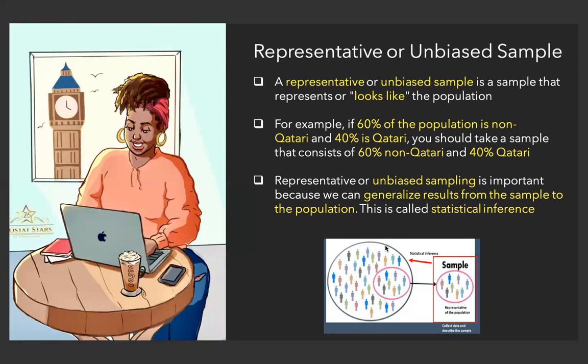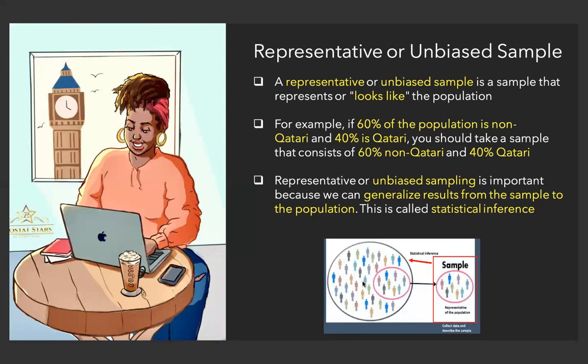So for example, remember this big population was Qatar in our example. If in the population of Qatar we have 60% non-Qataris, this is just how it is, and then we have 40% Qataris, this is just how it is, right? So this is how the population is naturally.